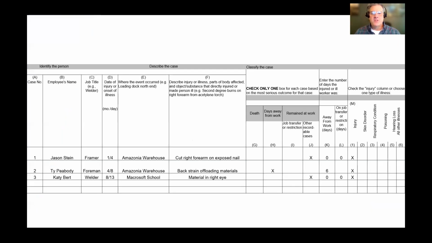Okay. So that's what that looks like. Very similar to our first case. We're back to work the next day. We have no restrictions. We're going to classify that in J, zeros in K and L, and it's an injury.